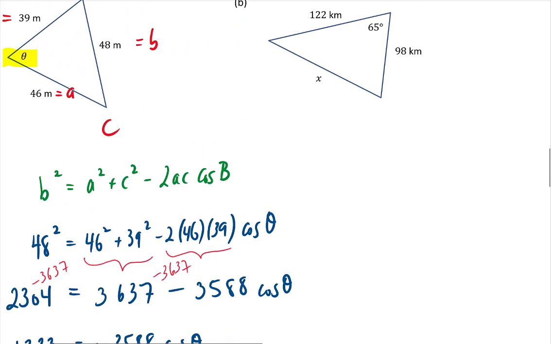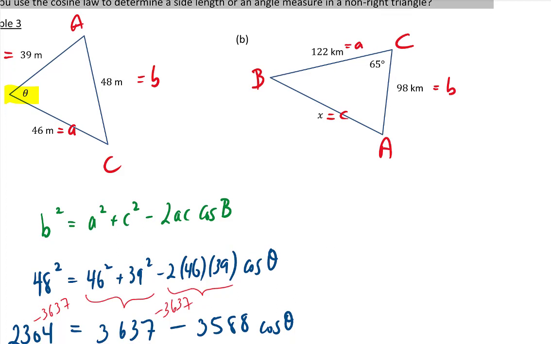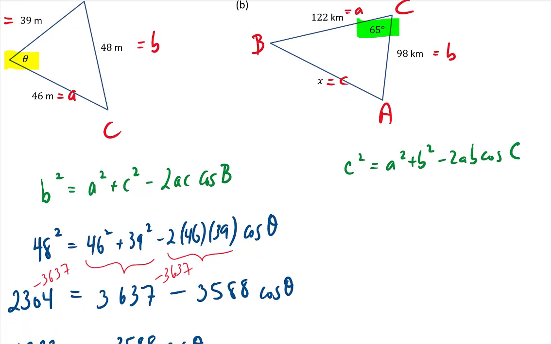All right, triangle 2. Let's label our triangle A, B, and C. So here's our side C, here's our side B, here's our side A. So the version of the cosine law we need, since we only have angle C, we need to take the version of the cosine law that starts with C squared, because it has angle C in its equation.